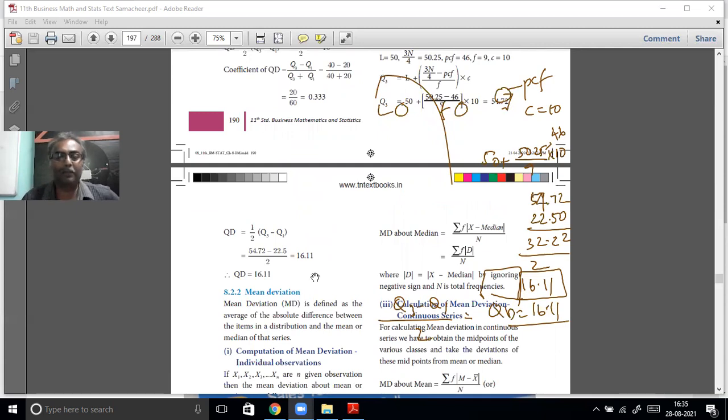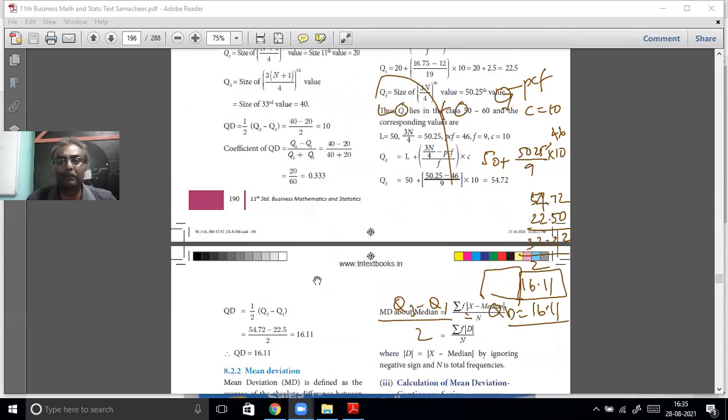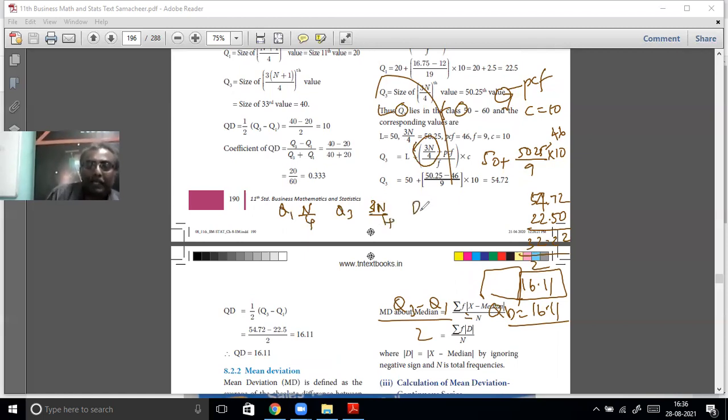Okay, that's all for cumulative continuous data. For continuous data, you have to use that formula. Okay, it is not a complex formula. Very simple. L plus this portion alone will vary. This portion alone will keep varying. If it is Q1, then it will be n by 4. If it is Q3, this will be 3n by 4. If it is D7, it will be 7n by 10. If it is P36, it will be 36 by 100 into n. Okay, that will alone keep varying. That's all.